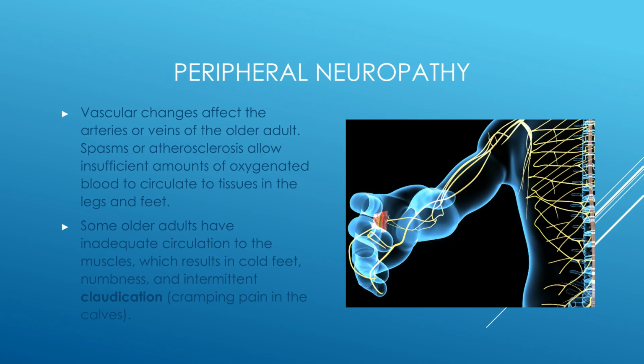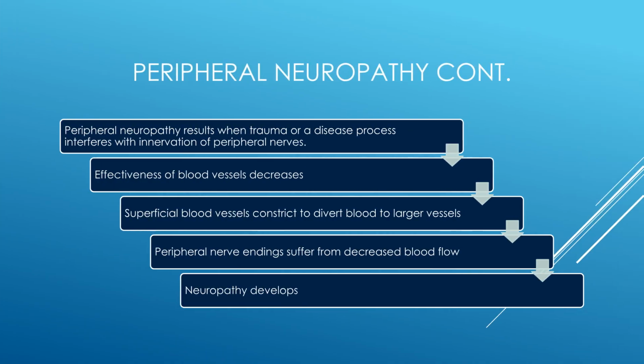Peripheral neuropathy involves vascular changes that affect arteries or veins, leading to insufficient oxygenated blood in the legs and feet. This can cause cold feet, numbness, and cramping pain known as intermittent claudication. Peripheral neuropathy occurs when trauma or a disease process interferes with peripheral nerves. This decreases the effectiveness of blood vessels, causing superficial vessels to constrict and divert blood. Consequently, peripheral nerve endings suffer from decreased blood flow, leading to neuropathy.